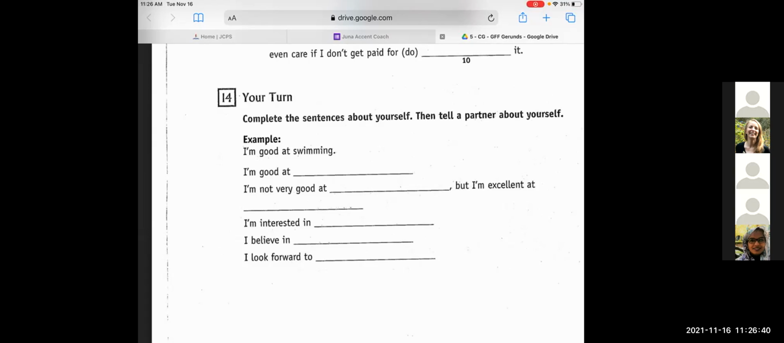I am good at dancing. I'm not good at cooking, but I am excellent at reading. I am interested in shopping. I believe in trusting. I look forward to traveling. Very good.